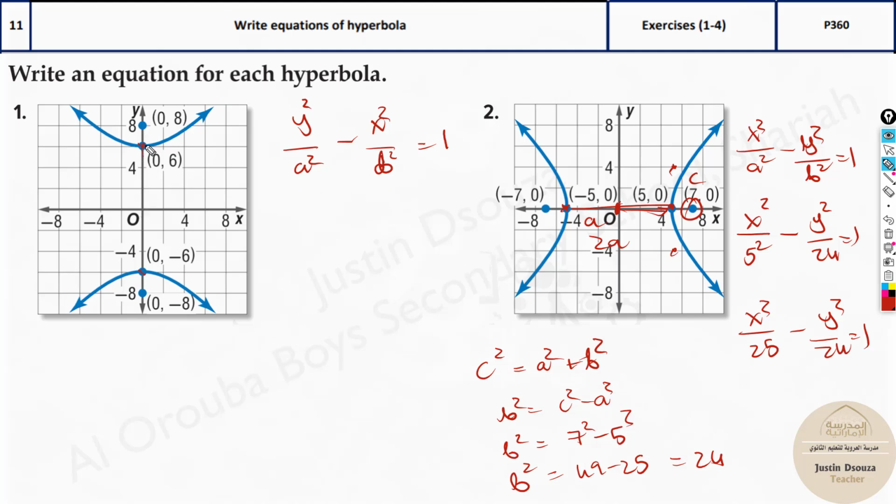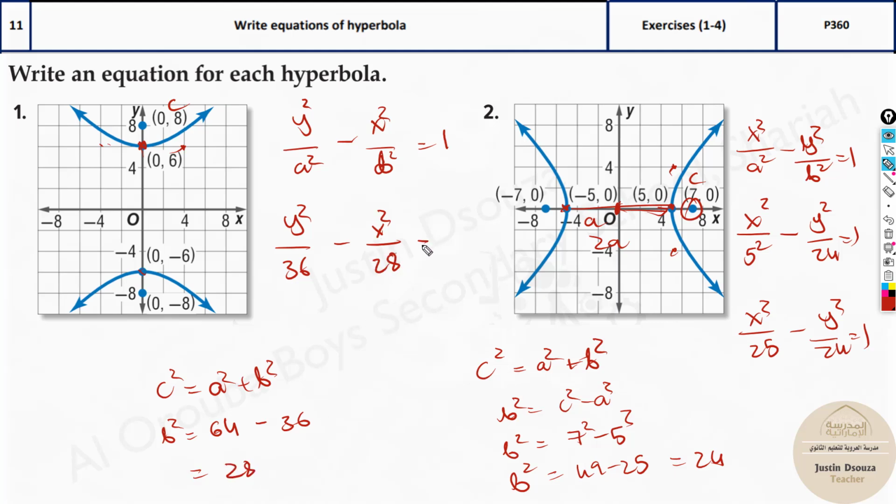Similarly, we can solve this one. We know a square is 6 square, so it will be 36 here, minus x square by, what is the b value over here? It will be something over here. This is not at all accurate, but how do we solve that? It will be c square equals a square plus b square. So b square value will be c square, that is 64, since the c value is 8, minus 36. And the answer over here is 28. So you can directly write it as 28 equals 1.